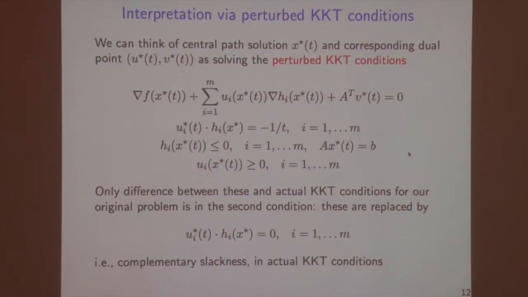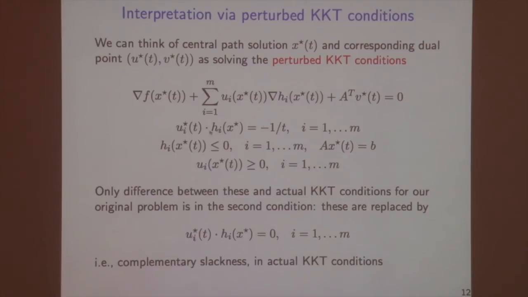This is very close to the KKT conditions for the original problem. We've almost constructed a primal and dual pair that satisfy the KKT conditions. What's the only difference? This is stationarity, the first one. These are primal feasibility. This is dual feasibility. The only difference is that this second condition here is not quite the complementary slackness condition.